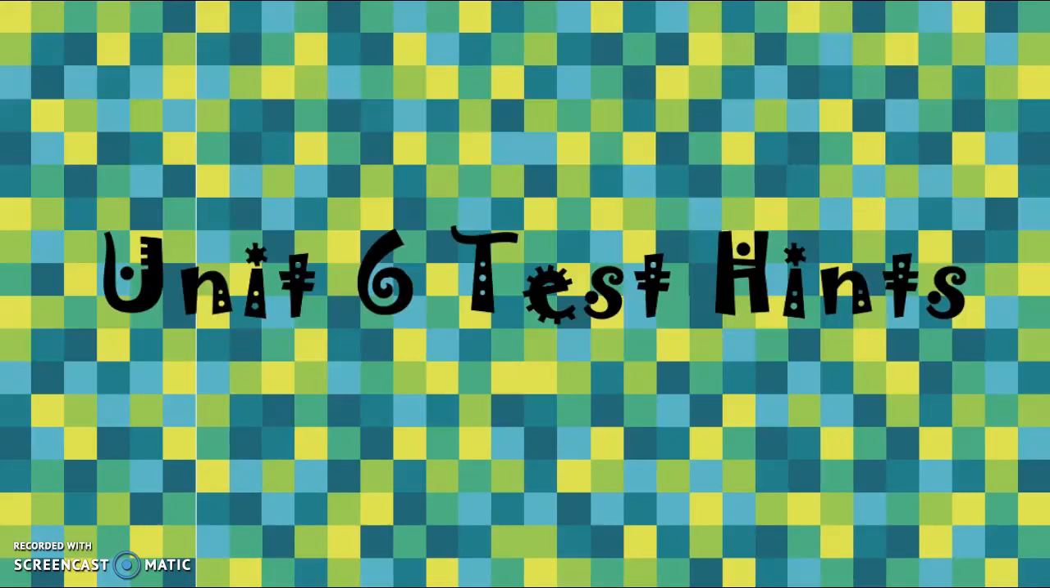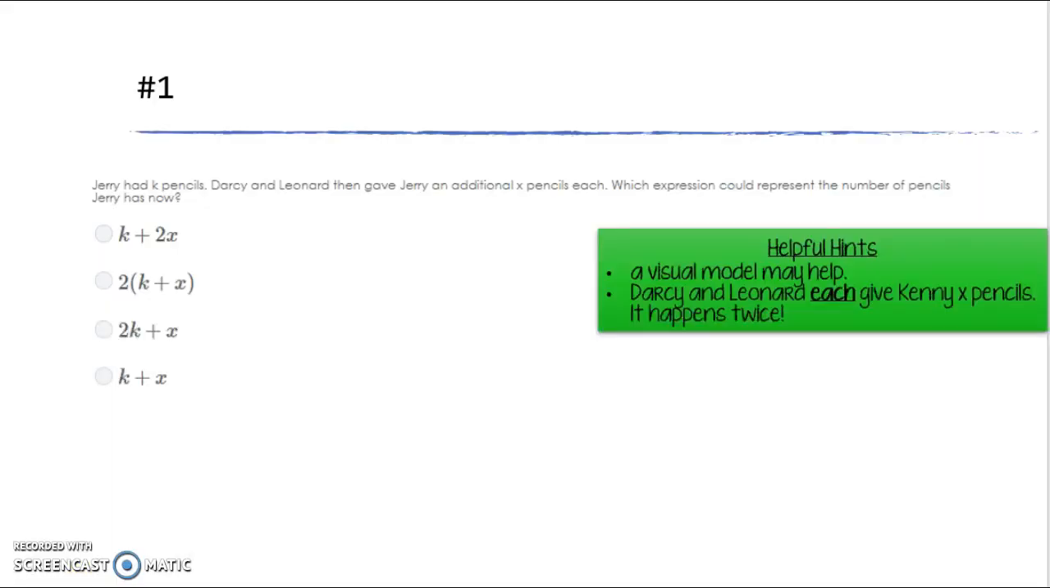These are some step-by-step hints for the questions on the Unit 6 test. Question number 1, Jerry had K pencils. Darcy and Leonard then gave Jerry an additional X pencils each. Which expression could represent the number of pencils Jerry now has?